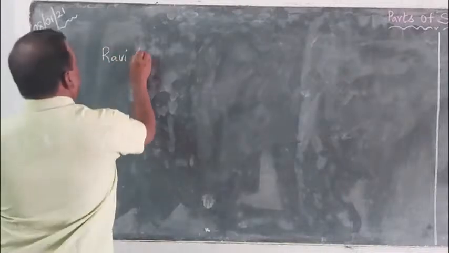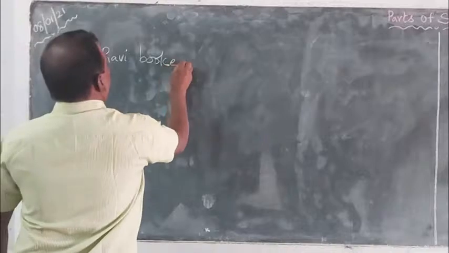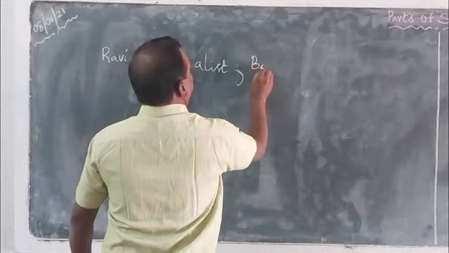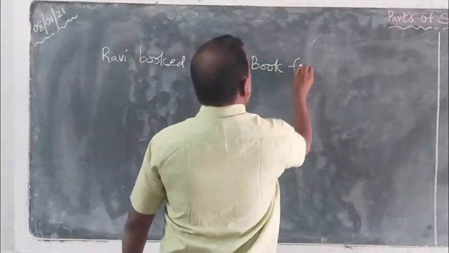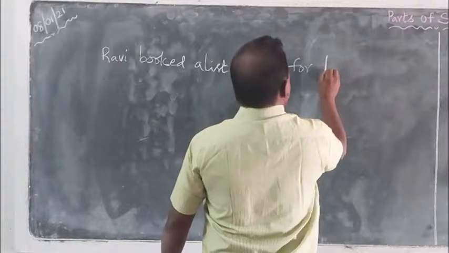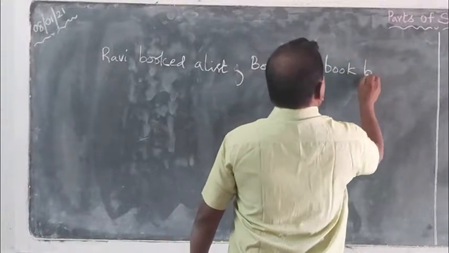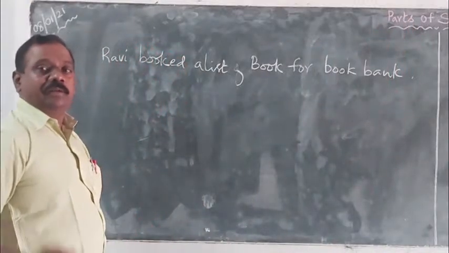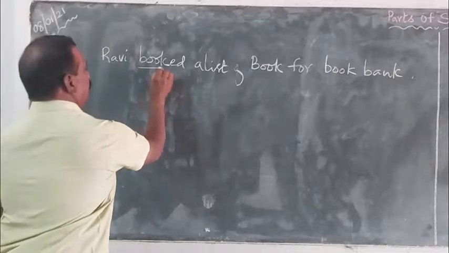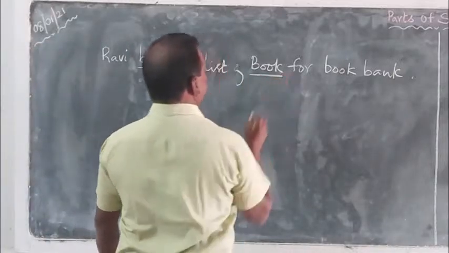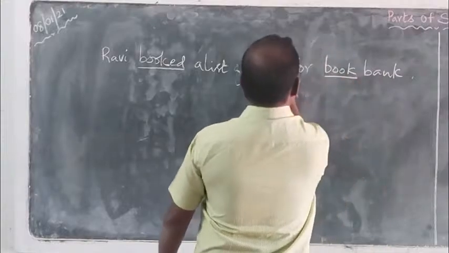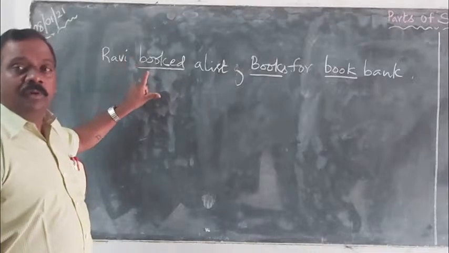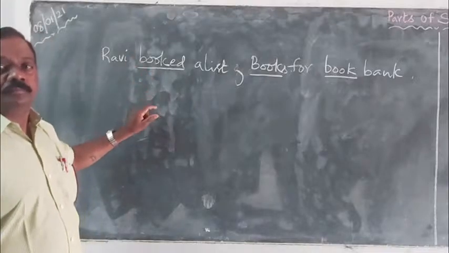Ravi booked a list of books for book bank. Look at this sentence. My dear intermediate students, here is one book, here is another book, another book. So when we see, every time the word book functions in a different way.